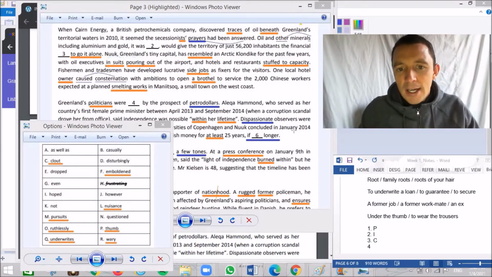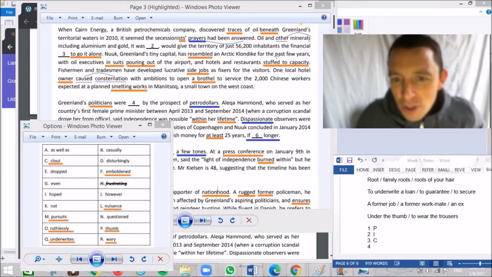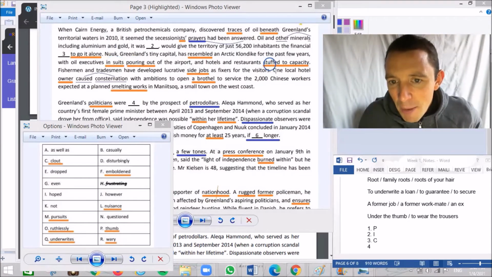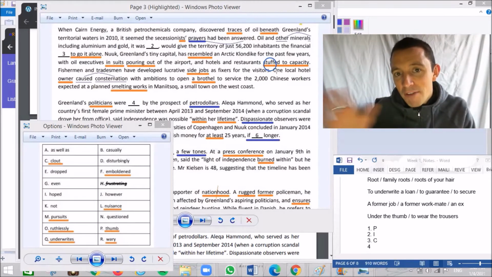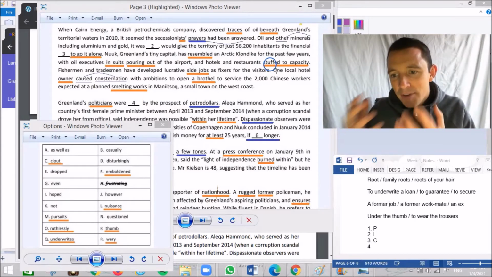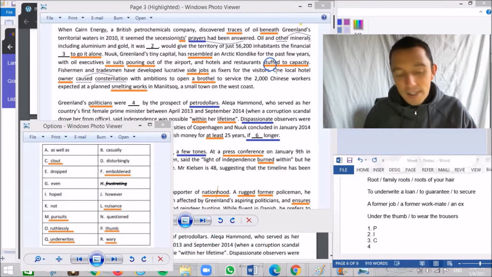Okay. And hotels and restaurants stuffed. Again, colorful vocabulary, very good vocabulary. Stuff is like cosas, but it's a verb also: to stuff your bag is like to put a lot of things into your bag. Your face, if you're eating, typical with children, to stuff your face is to eat a lot. And here, stuffed to capacity is like llenar, like full, really, really full to capacity.